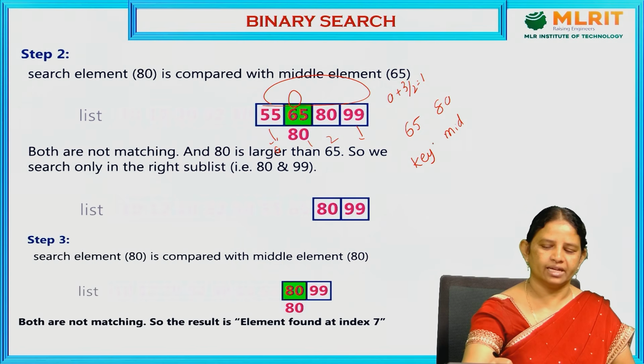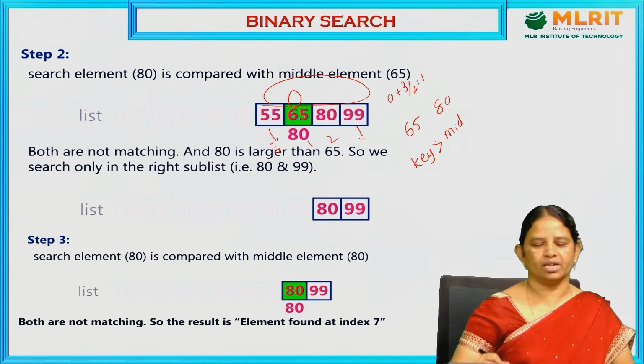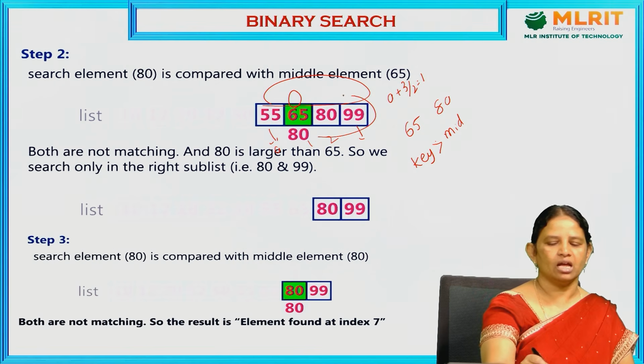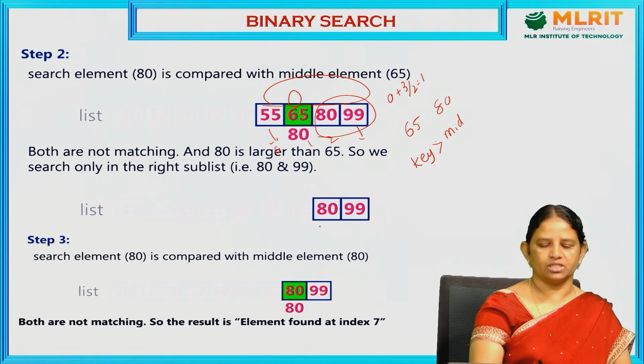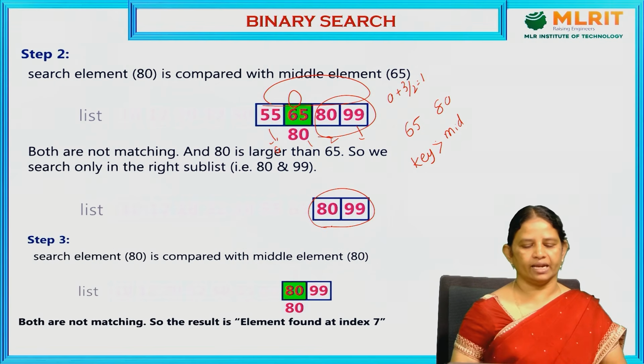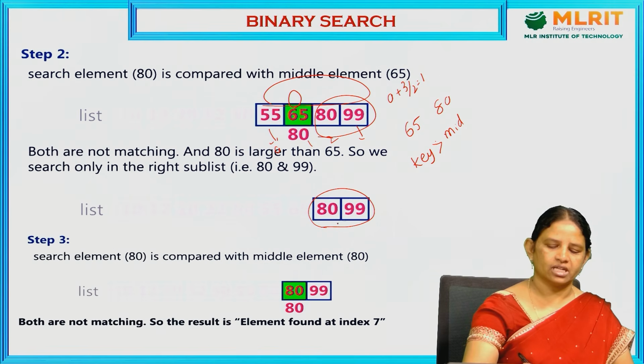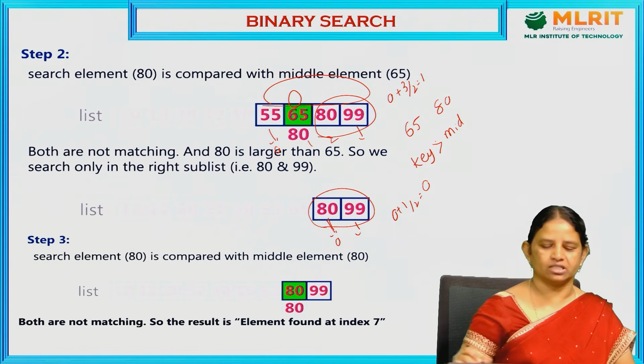The key element is greater than the mid element, so we have to concentrate on the right sublist, that is 80 and 99. The indexes are 0 and 1. We take 0 plus 1 by 2, that is 0. That means we have to consider the 80.